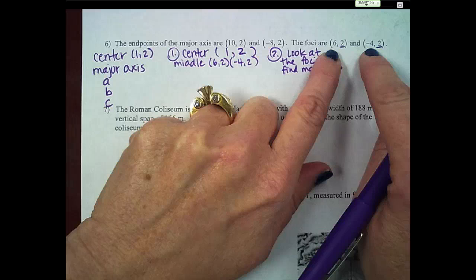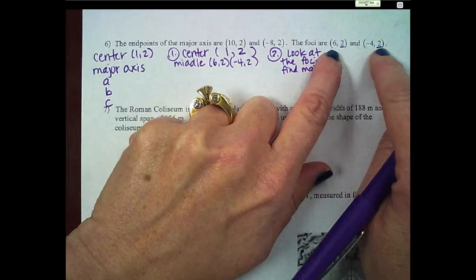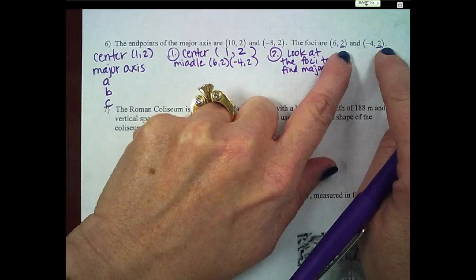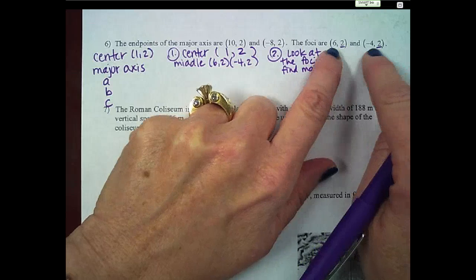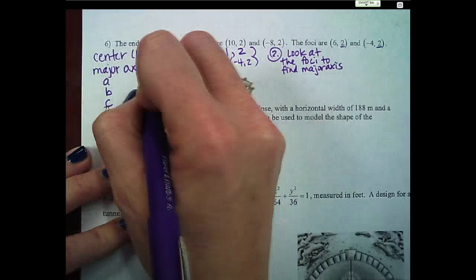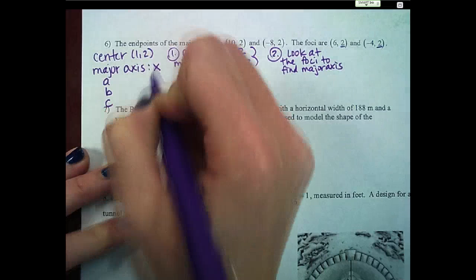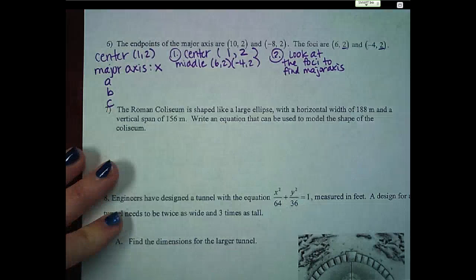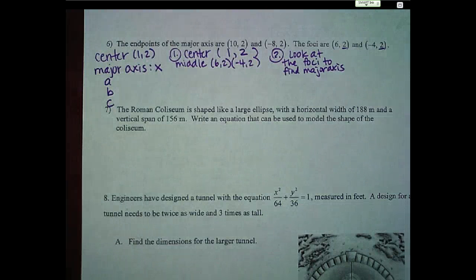You look at the foci, right? Okay, the y's didn't move. So which way were they changed? They were changed with the x. So the x-axis is the major. Okay? Now we have to find A, B, and C.